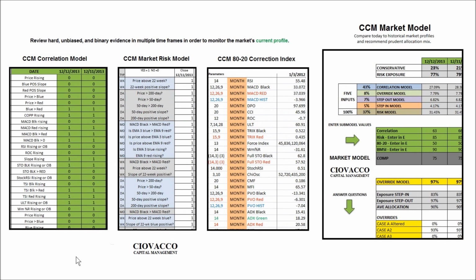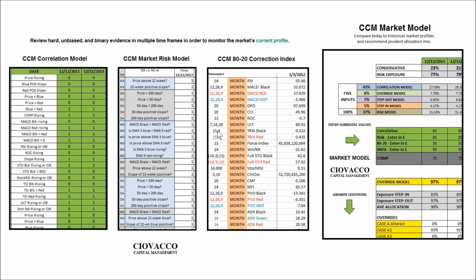How do we track all of this and convert it into a usable and actionable format in a reasonable amount of time? The submodels, we answer binary questions, some of them manually done, some of them programmed in Excel, and we also enter in unbiased and hard data.